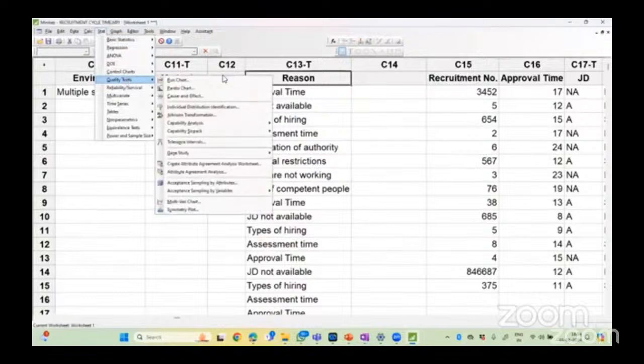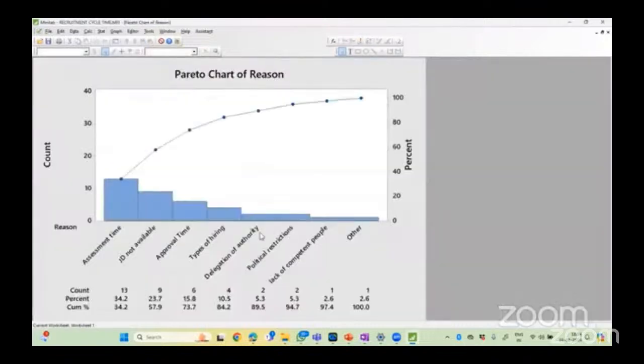So what I do, I ask Minitab to apply the Pareto 80-20 rule. Please apply the 80-20 rule for me. And it will give you the Pareto saying that assessment time is appearing 13 times, job description not available is appearing 9 times. In percentage terms, assessment time is contributing 34%, job description not available 23%, and approval time, let's say, 15%. If you take the first two, the cumulative percent, 34 plus 23, gives me 57%. And the first four, it is giving me 84%. So if I take care of these 4 causes, assessment time, job description not available, approval time, and types of hiring, I will be able to solve 80% of my problem.